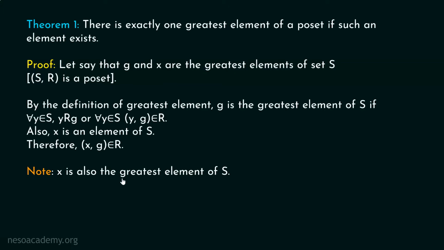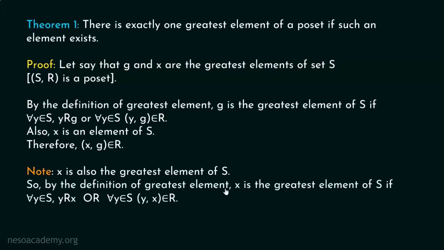Please note that X is also the greatest element of S. So by the definition of greatest element, X is the greatest element of S if for all Y belonging to S, Y is related to X, or (Y, X) must belong to R. Also, G is an element in set S, therefore (G, X) must also belong to R. Same reasoning. Here we have obtained (X, G) belongs to R, and here we have obtained (G, X) belongs to R, because we are saying that (Y, X) belongs to R for all Y belonging to S.